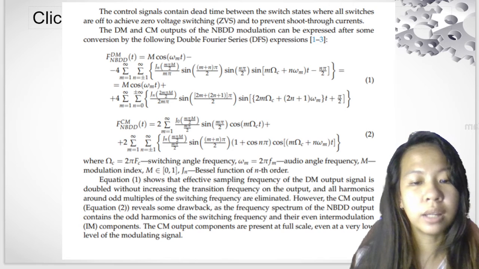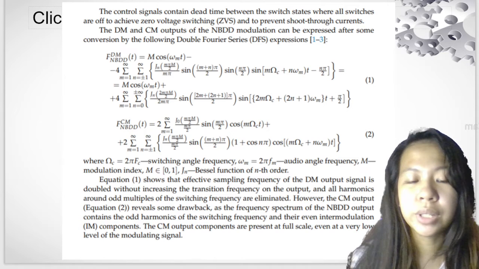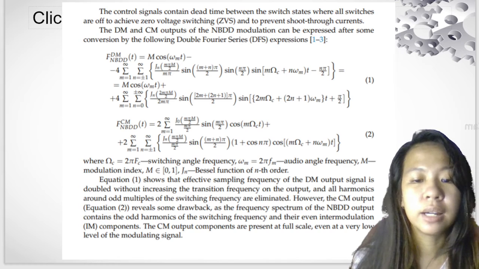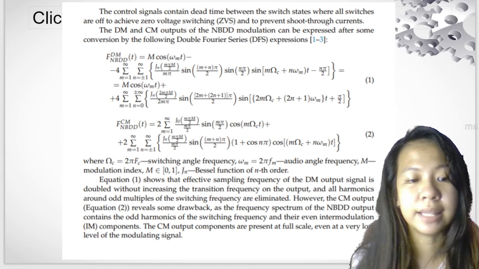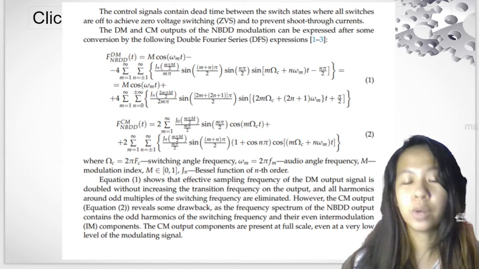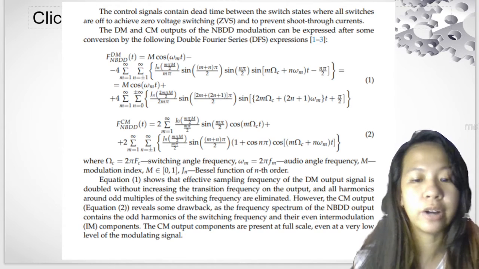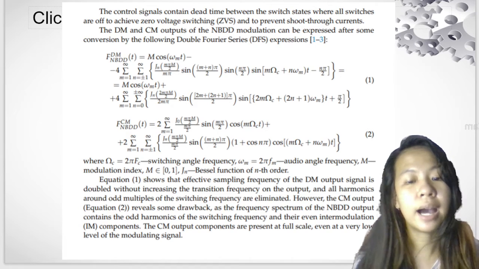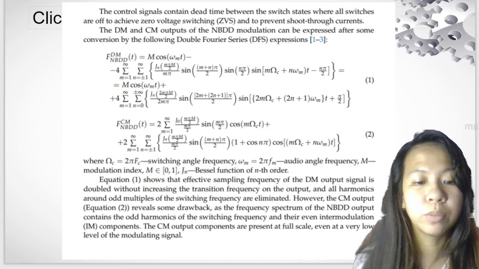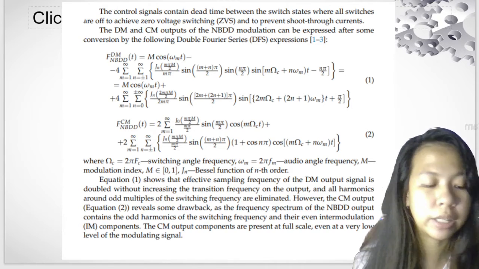Equation 1 shows that the effective sampling frequency of the DM output signal is doubled without increasing the transition frequency on the output, and all harmonics around odd multiples of the switching frequency are eliminated. However, the CM output in equation number 2 reveals some drawback, as the frequency spectrum of the NBDD output contains the odd harmonics of the switching frequency and their even intermodulation (IM) components. The CM output's components are present at full scale, even at a very low level of the modulating signal.